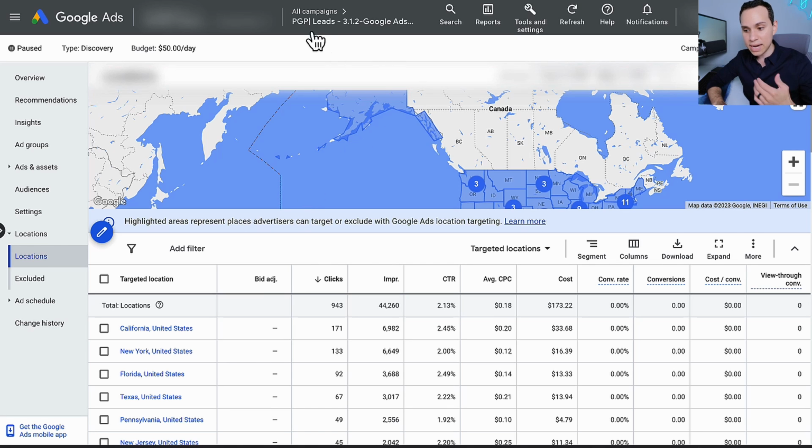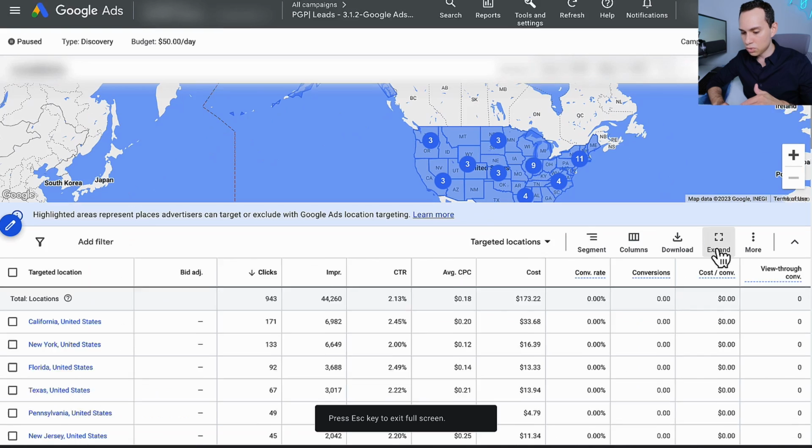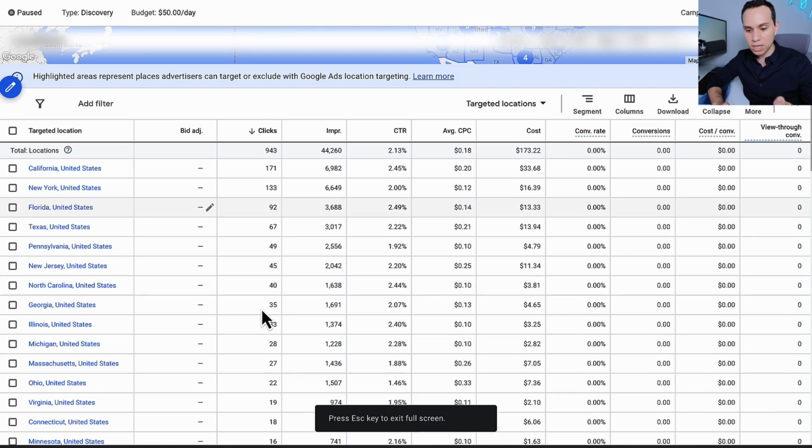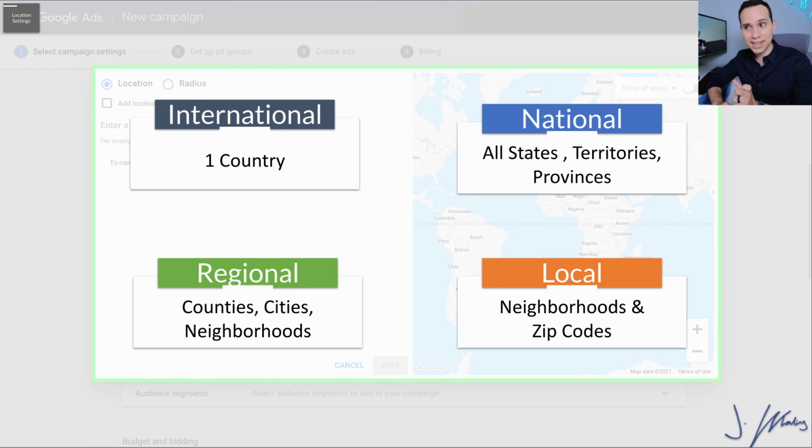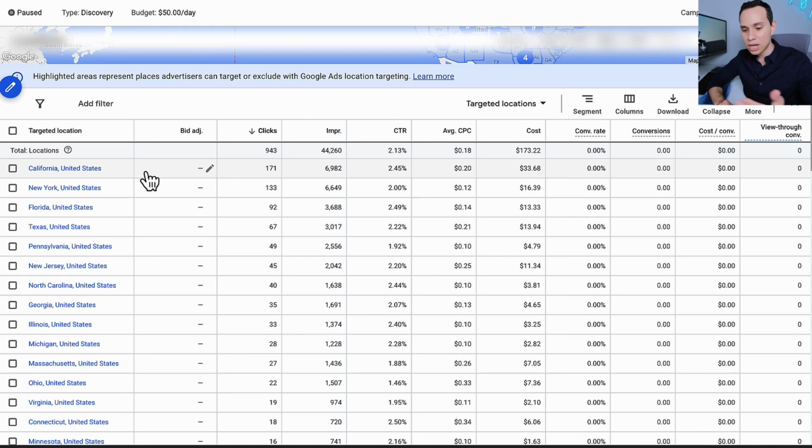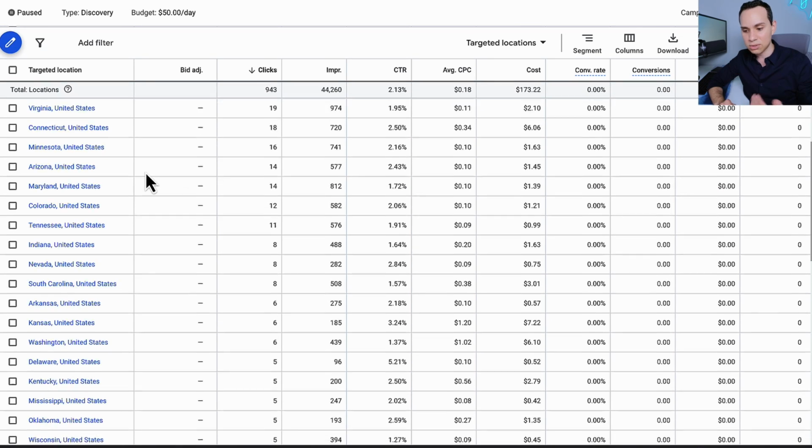So once you're inside your campaign, you can come down here to locations, click on location, and then you can go ahead and start to see data based upon your location targeting. Now, if you come in here and you just have one country or one state, then the first thing you want to do is change that so you have the individual states, territories, zip codes. And even if you're using radius targeting, you want to make sure that you're always including zip codes or neighborhoods on top of radius targeting so you have a list of things to look at here.